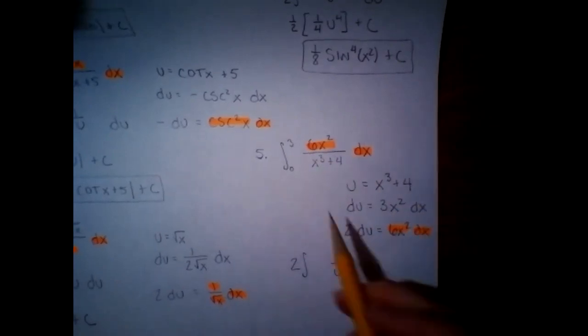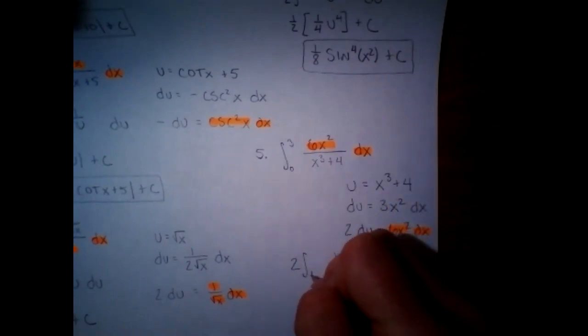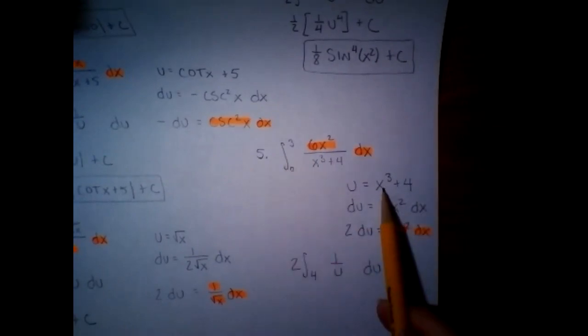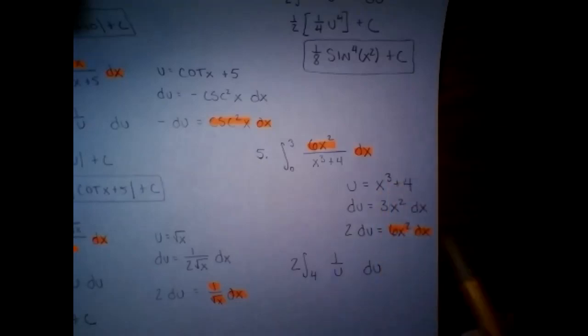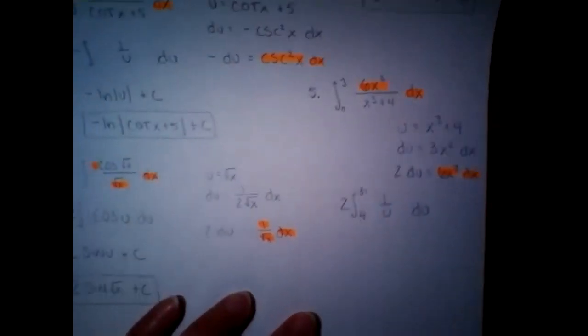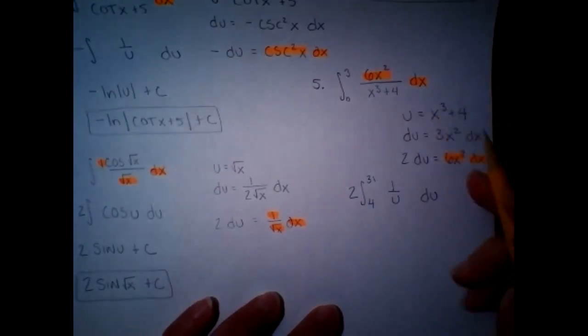And then we have to adjust the boundaries. So if we plug in 0 here, we're going to get 4. If we plug in 3 cubed is 27, plus 4 would be 31. So we had to adjust the boundaries there. But the nice thing about adjusting the boundaries is then you don't have to plug this statement back in, so it saves you a step.